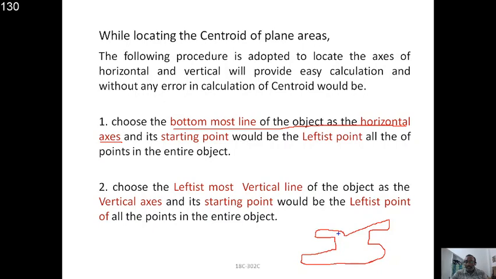Here it is some horizontal portion. This is not the bottom. This is not the bottom. This is not the bottom. So the bottom is this one. So I should draw a horizontal line here, right? This is the horizontal line I should draw. So here I am drawing a horizontal line.